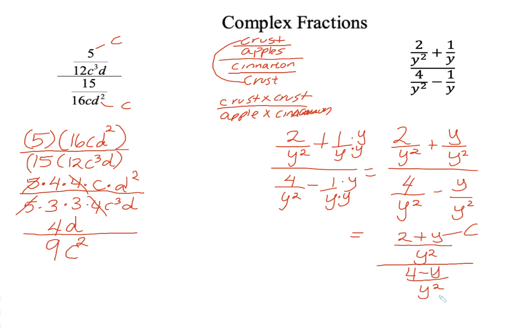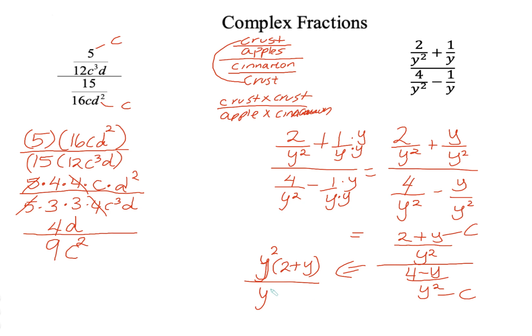Here's your crust and there's your crust. This would multiply each other. So this would be y squared, and then that's 2 plus y. And then the middle section, which is the apples and the cinnamons, will multiply each other.